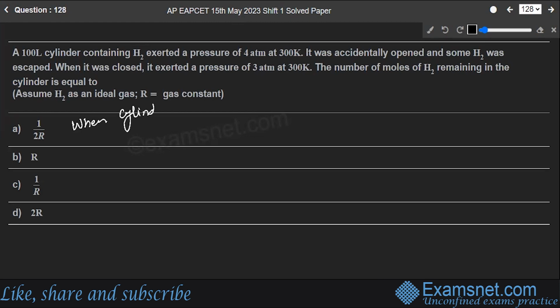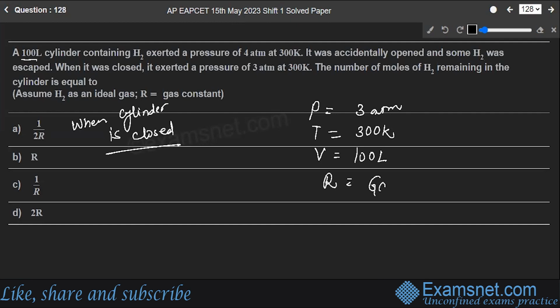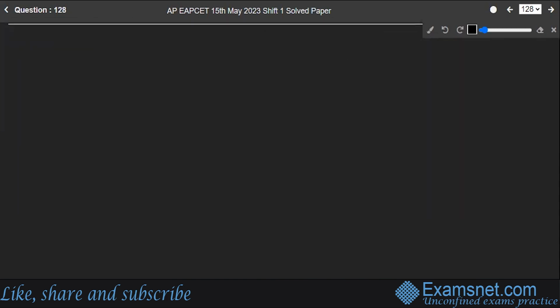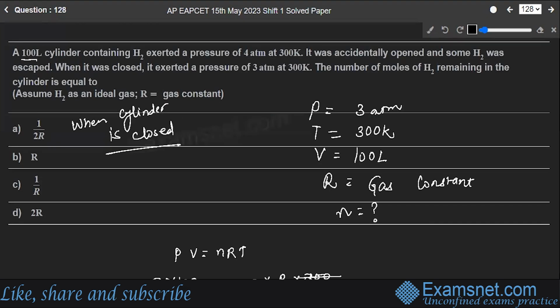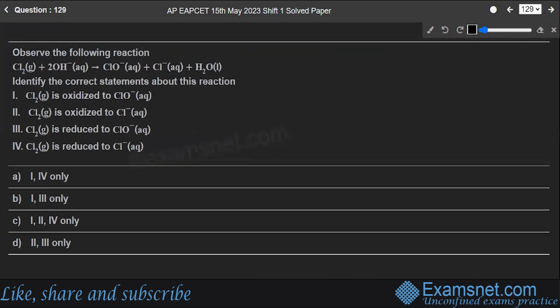So when the cylinder is closed, I'm writing down the values. You have pressure as 3 atmospheres, temperature is 300 Kelvin, and the volume is 100 liters. Right. Okay. So now the gas constant is R. You have to find out your n. Now again, I'm using the equation PV is equal to nRT. The pressure was equal to 3 atmospheres, volume was 100 liters, R is the gas constant, and the temperature was equal to 300 Kelvin. So these will cancel, and you will have nR is equal to 1, or n is equal to 1 by R. That makes option C the right answer. Hope you got that. Next is question number 129.